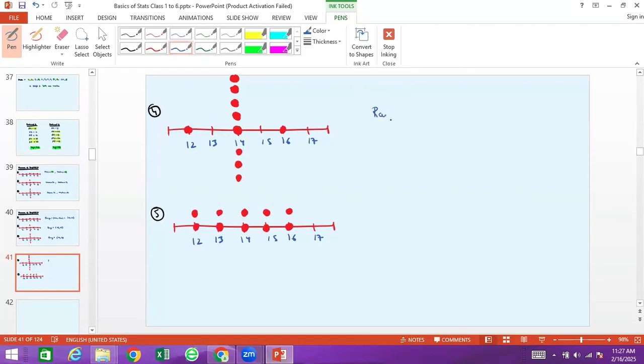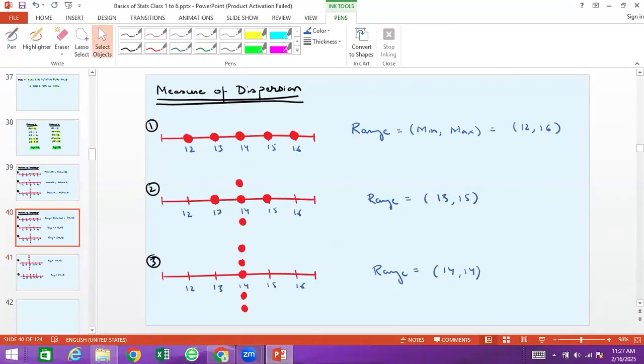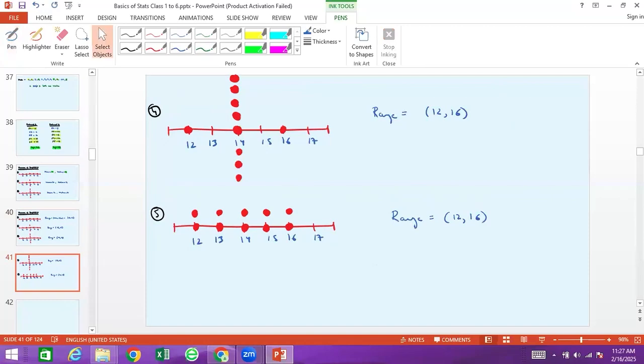So what is going to be the range in this case? 12 to 16. The range is 12 to 16. In this case also the same, 12 to 16. So although the range solved the problem somewhat earlier, here it is failing. It is telling me that the fourth scenario and fifth scenario are exactly the same. And if you calculate the mean and median also, in the first case the mean and median is 14. In the second case also, the mean and median is 14. So even if I combine mean and median together with the range, it is not sufficient.